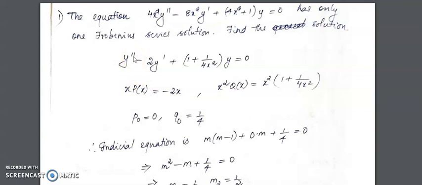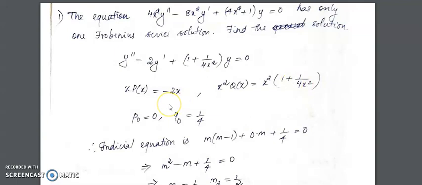So first of all, let us put it in the standard form: y double dash plus p of x y dash plus q of x y equal to 0. So p will be minus 2 and q will be 1 plus 1 by 4 x square. So x p x is minus 2x, and x square q x is x square into 1 plus 1 by 4 x square.